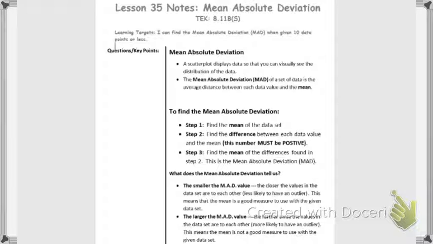Today we're going to be talking about the mean absolute deviation. Our learning target is: I can find the mean absolute deviation, or MAD, when given 10 data points or less. Okay, so the mean absolute deviation is a scatter plot that displays the data so you can visually see the distribution of the data.